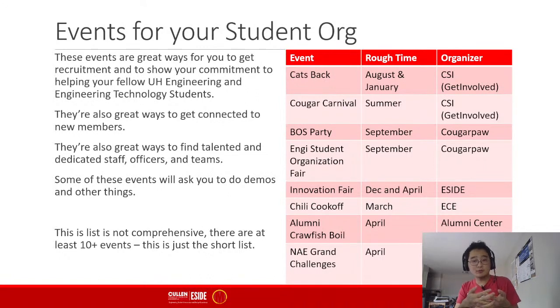The Alumni Crawfish Boil is held by the Engineering Alumni Center, which allows you to connect with old mentors, alumni, and also eat a lot of crawfish. And the NAE Grand Challengers, which is held at the end of April every year, is a great way for students to talk about their achievements and accomplishments in research, design, or other factors. Again, this is just a short list. There are many other events that are being held or that have been deprecated and are hoping to be held again, such as Women in STEM Month or Engineers Without Borders events, that kind of thing. Feel free to reach out to Cougarpaw for information.